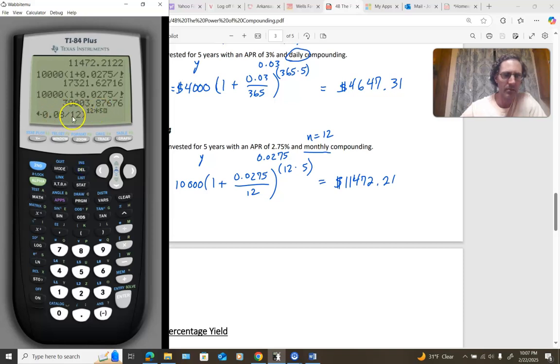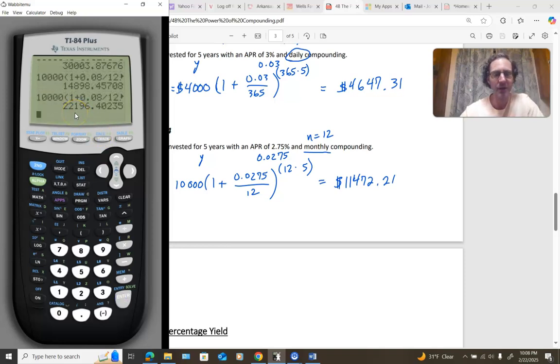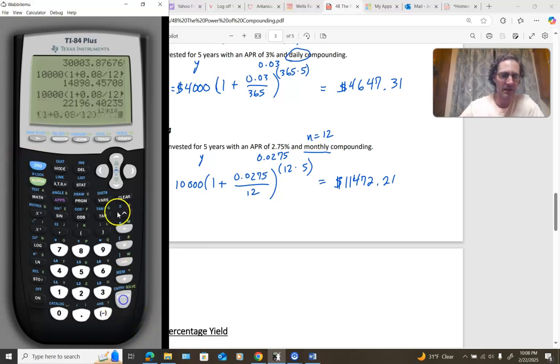Okay, so 8% for 5 years, and let's see what we get. All right, so we're about at $15,000. That's a lot better than what we had earlier. Okay, let's go back in and let's change this to 10 years. Now we're really starting to move. We've got $22,000.